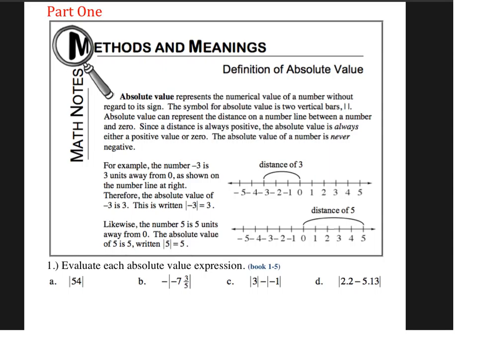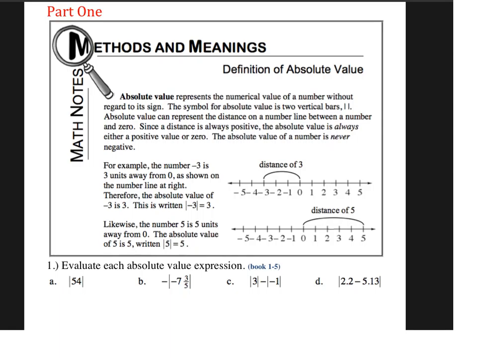Absolute value is always positive, because distance is always positive. So absolute value will never give us a negative answer. For example, the absolute value of -3, well, it's 3 units from 0 on the number line, so the absolute value of -3 is 3. The absolute value of 5 is 5, because 5 is 5 units from 0. We don't care if it's to the left or to the right of 0, just how many tick marks until we get back to 0 is what absolute value determines.